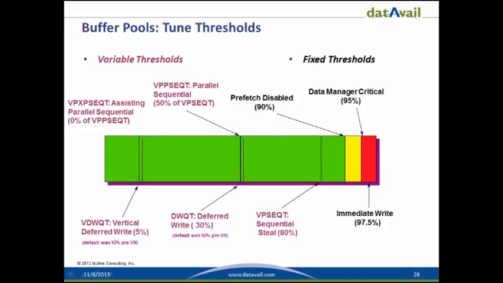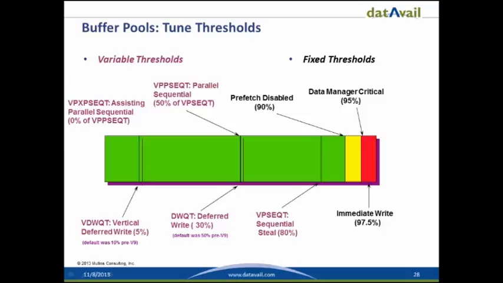Okay, now there are fixed thresholds here, which are shown in black. Now these can't be changed. All the ones in purple we can change. The ones in black, no. First we have prefetch disabled, and that's at 90%. When that happens, DB2 will no longer initiate prefetch operations and will cancel any that are in progress. Bad, we don't want that happening.